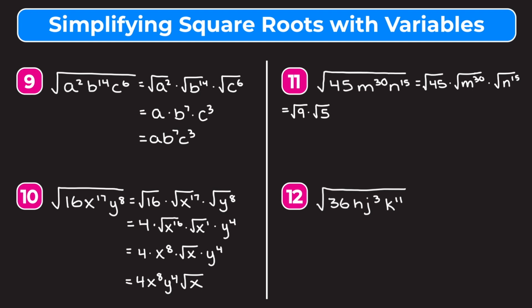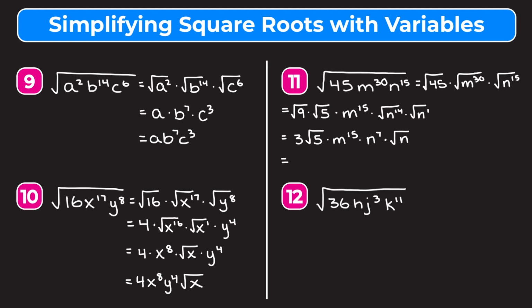We can simplify the square root of m to the 30th because we have an even exponent, so we get m to the 15th. And we're going to rewrite the square root of n to the 15th as the square root of n to the 14th times the square root of n to the 1st. And now let's simplify. The square root of 9 is 3. We can't simplify the square root of 5. We still have this m to the 15th. We can simplify the square root of n to the 14th by cutting the exponent in half. We get n to the 7th. And we still have this multiplied by the square root of n.